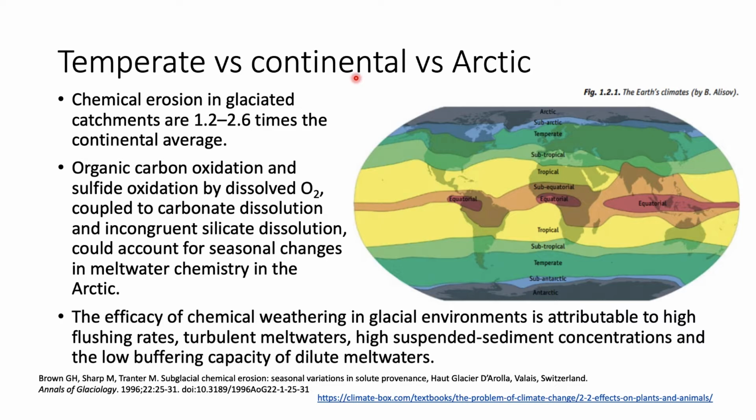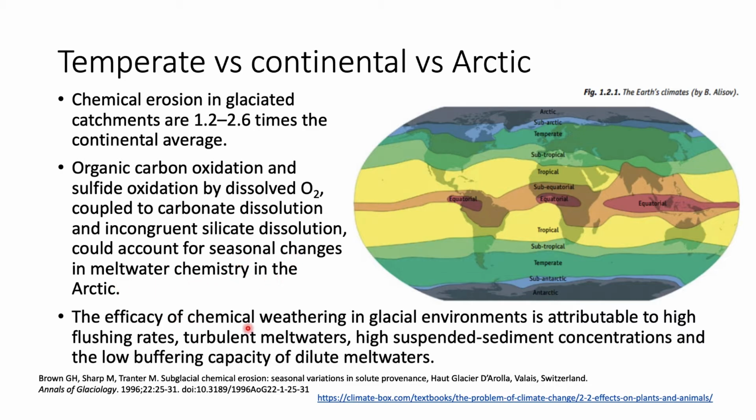Let us look at the chemical erosion in different places. One is the temperate and continental and Arctic regions. So the chemical erosion in the glaciated catchments is 1.2 to 2.6 times the continental average. In other words, it is higher in the Arctic region. The organic carbon oxidation and sulfide oxidation by dissolved oxygen, coupled to carbonate dissolution and incongruent silicate dissolution, are responsible for the seasonal changes in meltwater chemistry in the Arctic region.